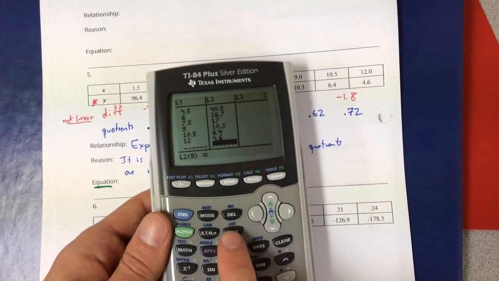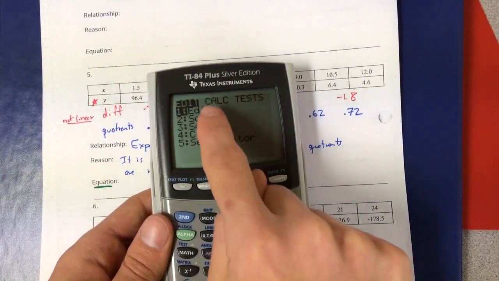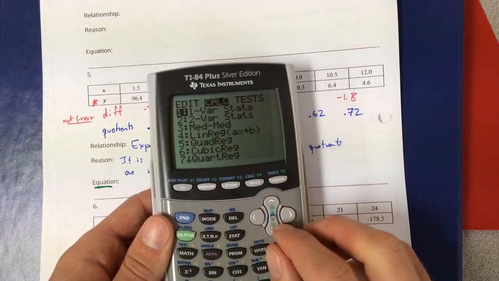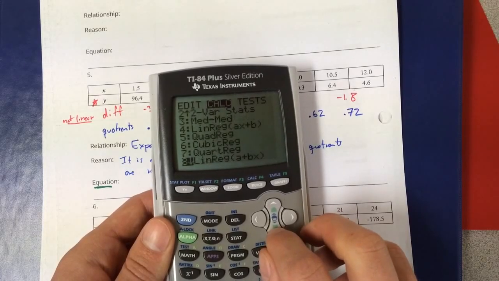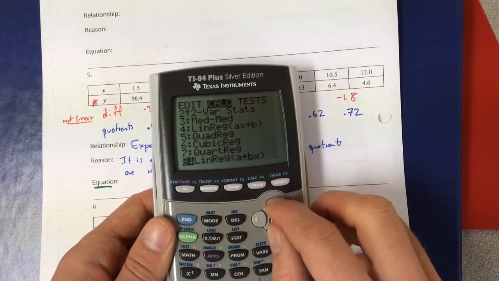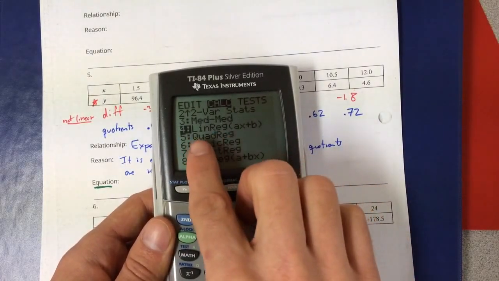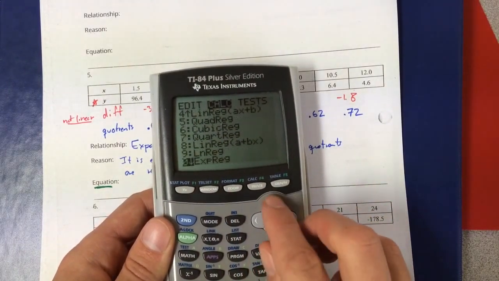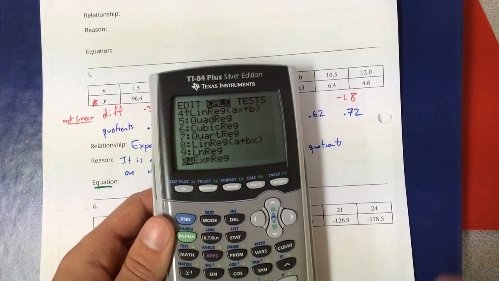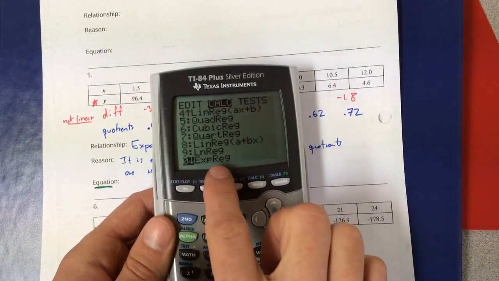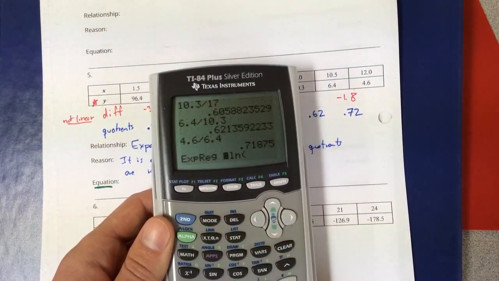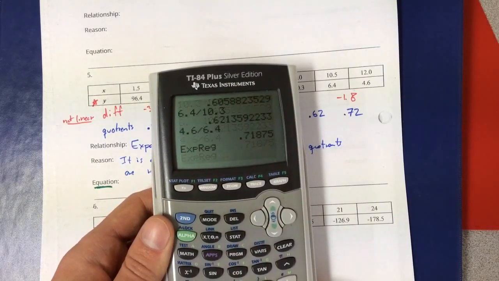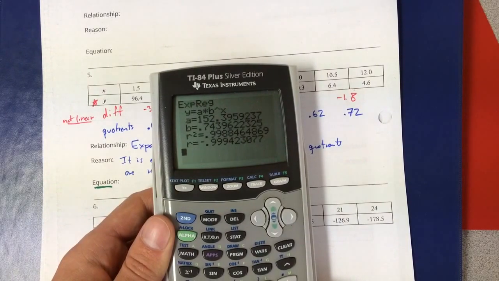So I can hit the stat button again. This time I want to calculate something, so I arrow over to calculate. You have a whole menu of options. There's lots of things we won't do in this class. You might guess what they do. The ones we really care about are the linear regression and then the exponential regression, which you can find. Based on the relationship that you see, you pick the appropriate function. So here I want to do exponential. I just hit exponential regression, hit enter. It'll think for a second, and then it'll spit these things out.